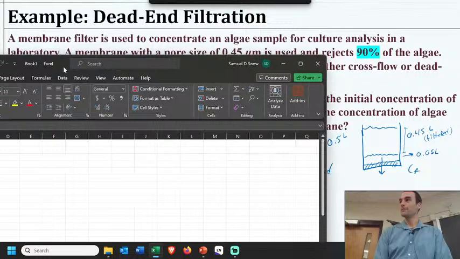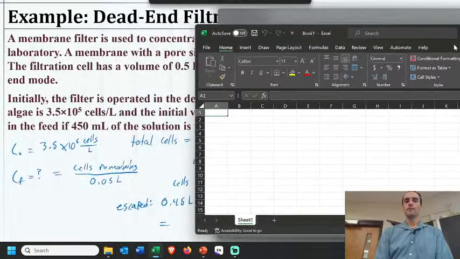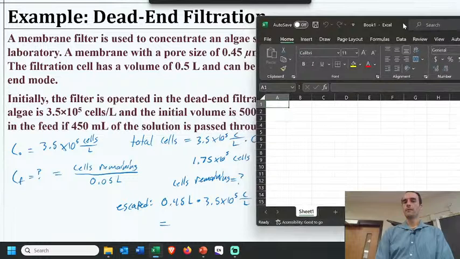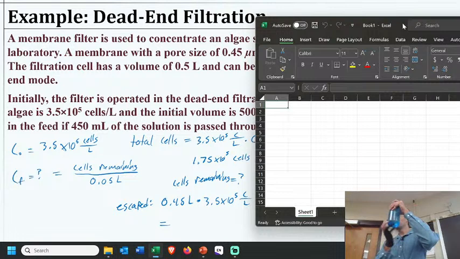What's the question? Are you saying that feed is what escapes? Like, I'm a little confused how the initial concentration isn't the concentration of feed. Because isn't the feed what's going in? The feed is, like, if we put a membrane on the bottom of this bottle, the feed is this solution, and we're going to push it through the membrane. So what is the initial concentration for it? It was given. That's the 3.5 times 10 to the fifth. That is the concentration of the feed.